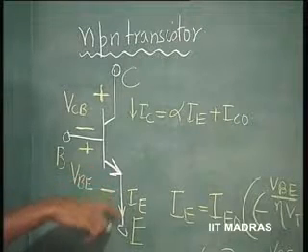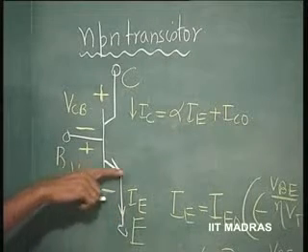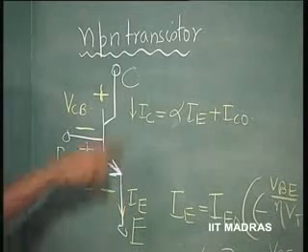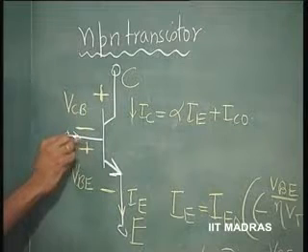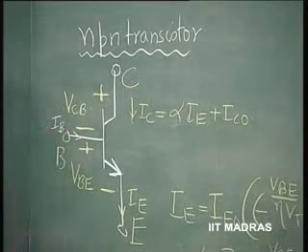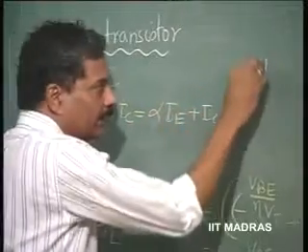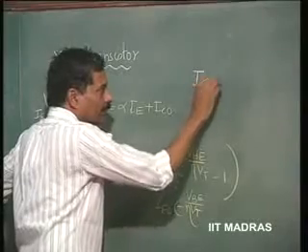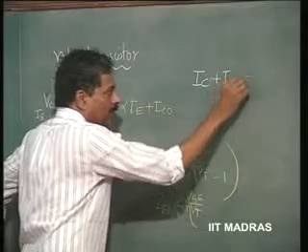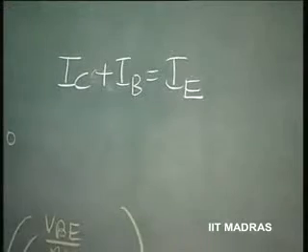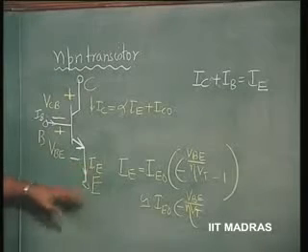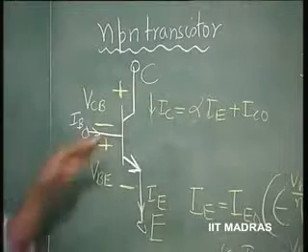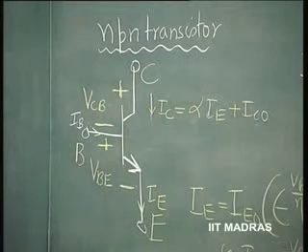Now, the actual direction of the emitter current is indicated by the direction of the arrow. So, it is in this direction. The collector current is going towards the node and the base current also will be towards the node, the actual direction of current. So, the equation still is valid: IC plus IB is equal to IE. This is Kirchhoff's law, and it is still valid. The only thing is the emitter current is going away from the node, while the collector and base currents are going towards the node. So, that is the difference between the NPN transistor and the PNP transistor.